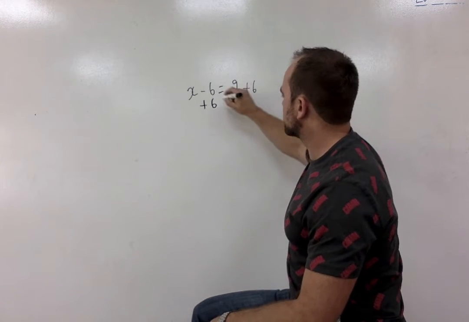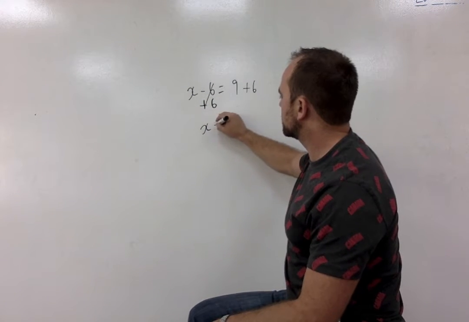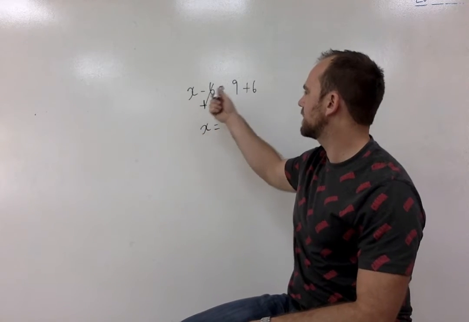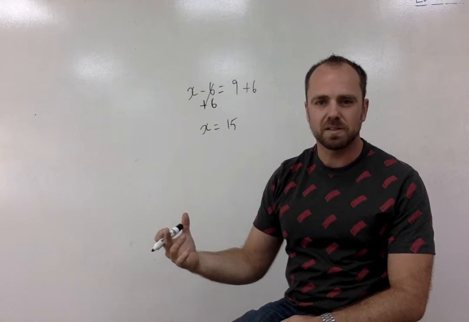So then I add 6 to the other side. I end up getting x to equal 15. Okay, so 15 minus 6 equals 9. That makes sense. All right?